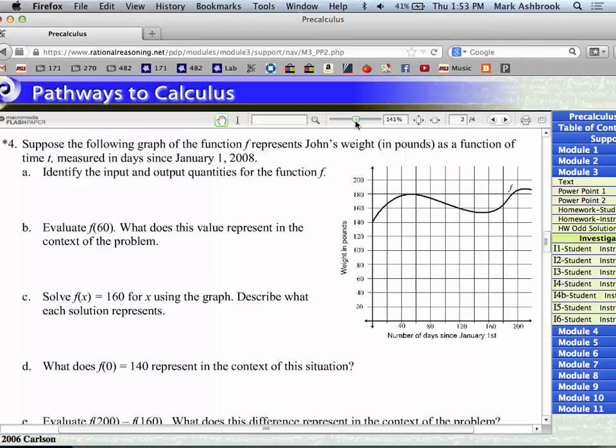And I should say, the numeric answers are important, but what's more important is this question about representation. What do the symbols, what do the expressions mean? That's what we're going to focus on.